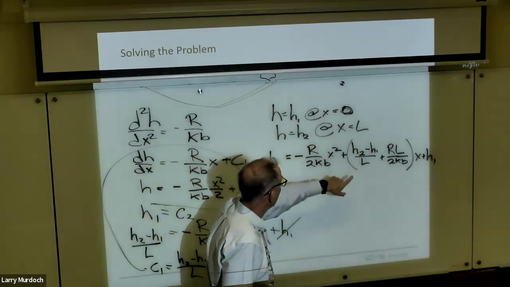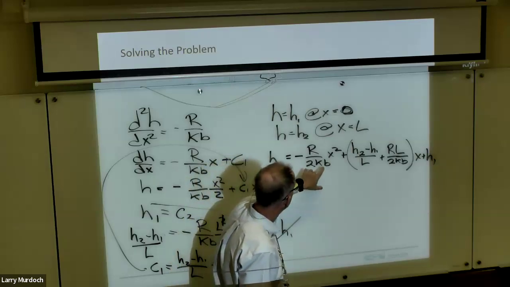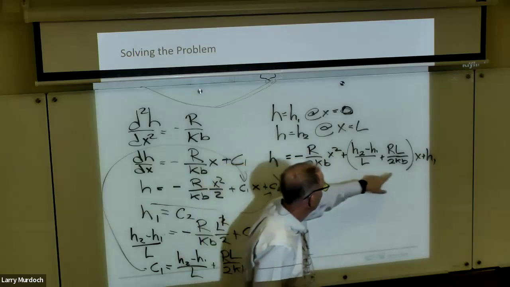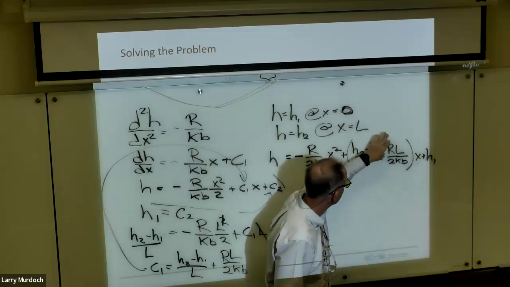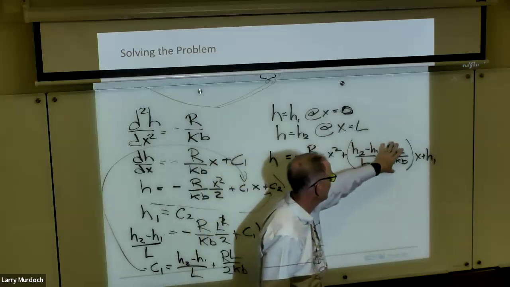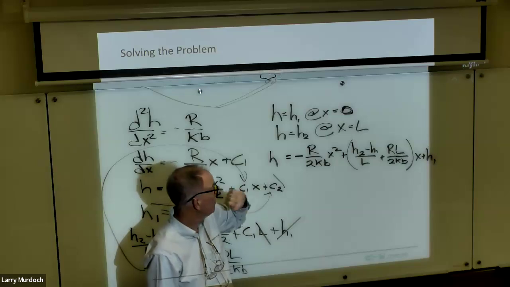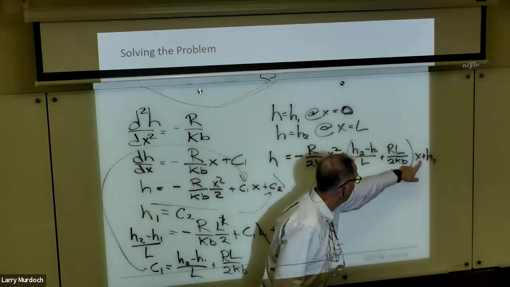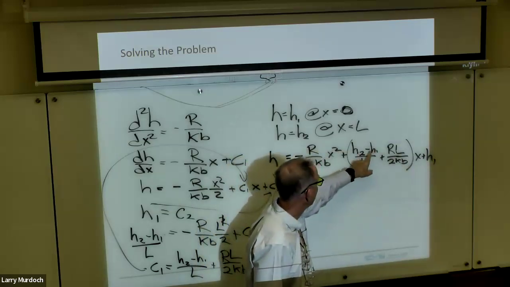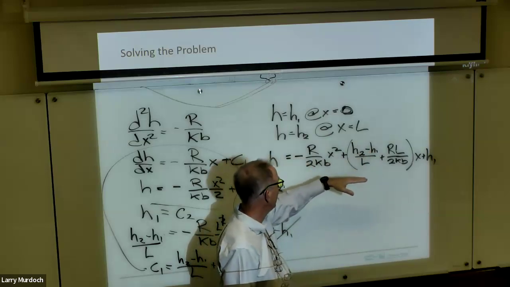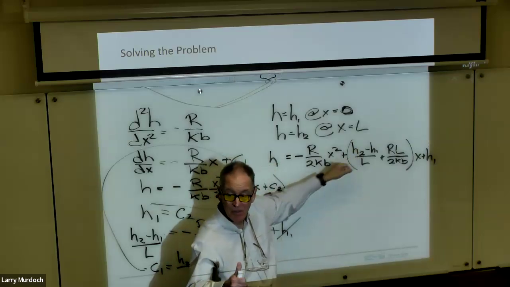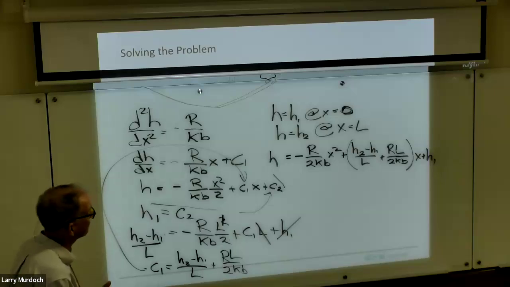So if x equals L, then this is RL squared over 2KB. If that's L, then this is RL squared over 2KB. So this and this cancel. And if that's L, then that cancels with that L. We have H1 minus H1. So if we substitute in x equals L, everything cancels out except with that. So we're good. Boundary conditions are satisfied.